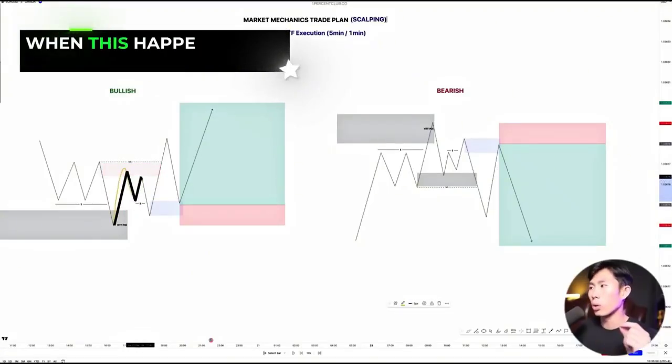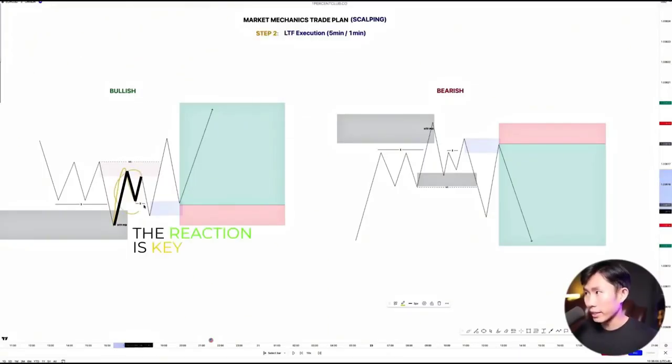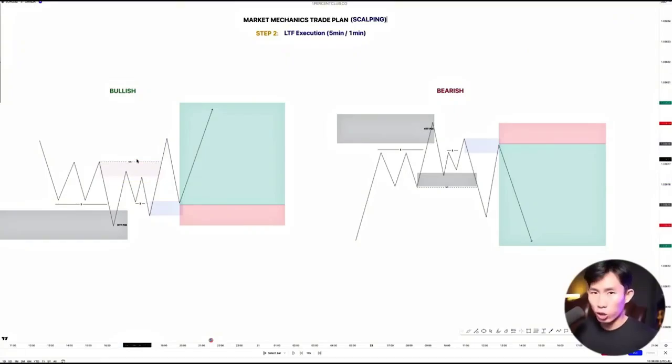When this happens, we know that a flip zone is formed. Remember, the reaction is key, because this reaction shows us that this supply zone does its job, but it did not follow through. There was not enough supply to cause price to actually take out this low right here, which means at some point of time, demand actually overpowered the supply right here. When this happens, this is where we got our flip zone right here.